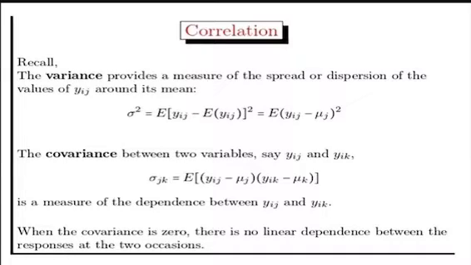And that is the reason why we want to look at the correlation. There's no way we can get to correlation without passing through variance, and also passing through the covariance. Let me tell you this: when the covariance is 0, it means there's no linear relationship between responses at 2 occasions.